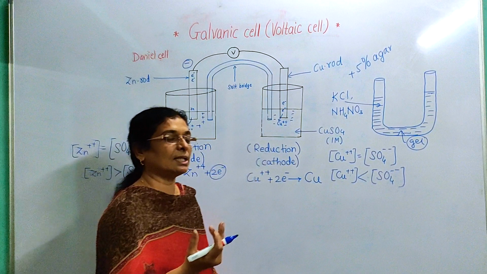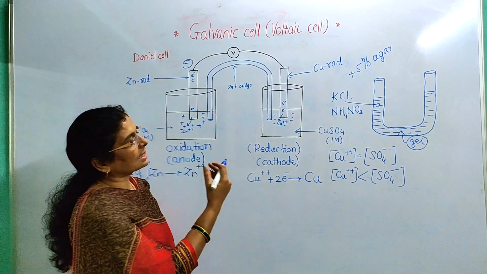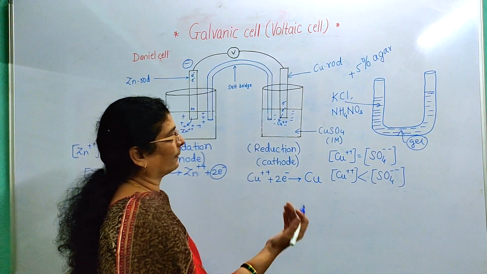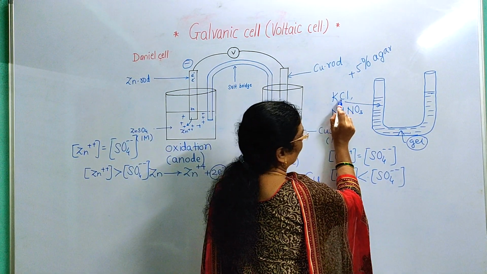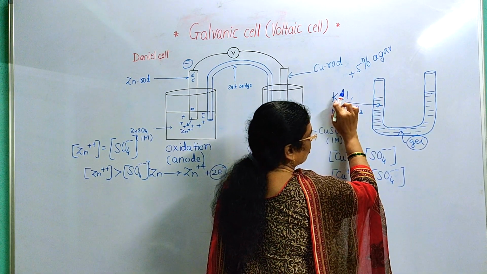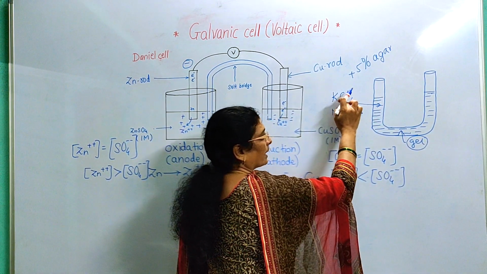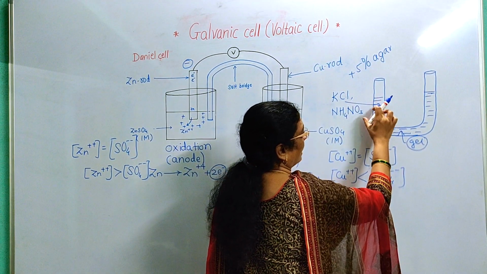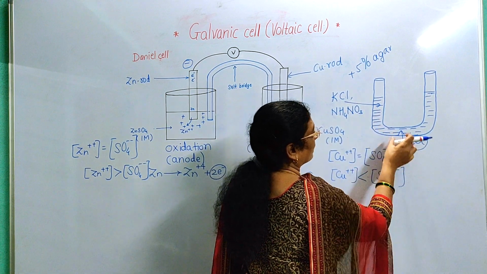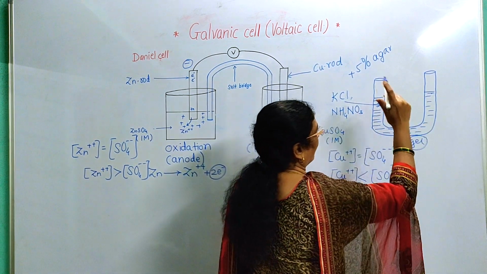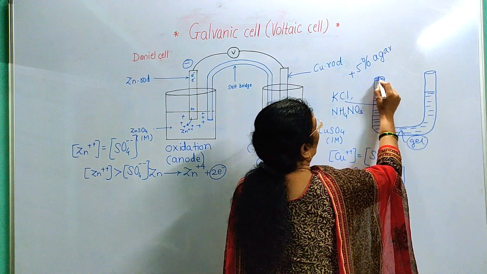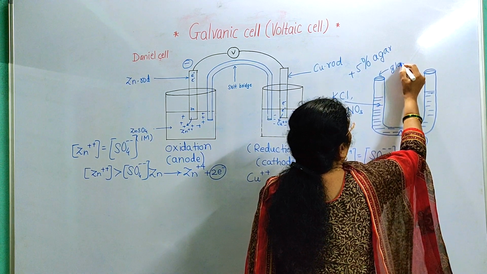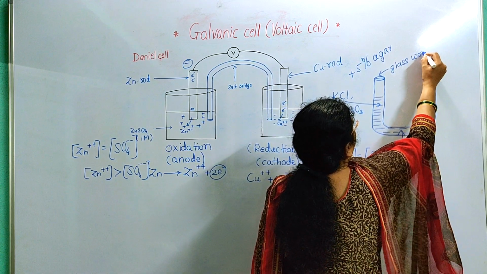What is gel? Gel is semi-solid. That is, the ions can flow through it, but it is not completely solid or completely liquid. And so here we use KCl solution. Hot saturated KCl solution is taken, 5% agar powder is added to it, and a gel-type structure is prepared. The two limbs of the salt bridge are closed using glass wool plugs. So this is the construction of a salt bridge.